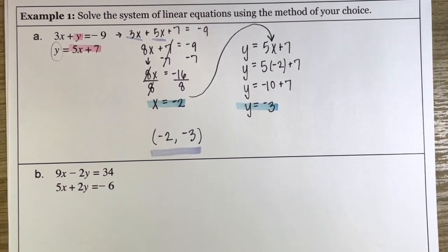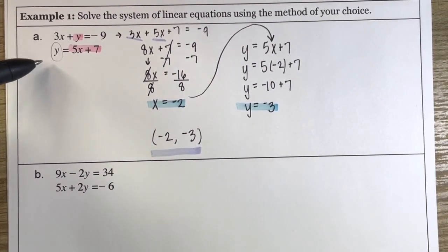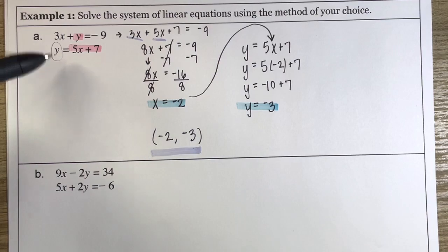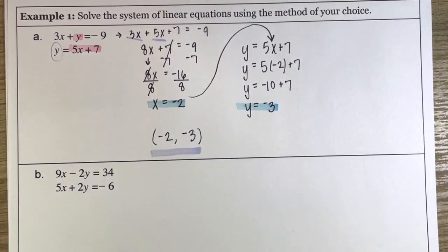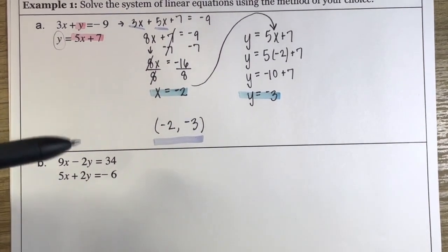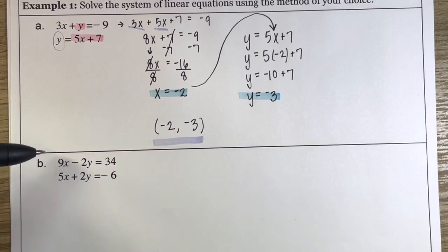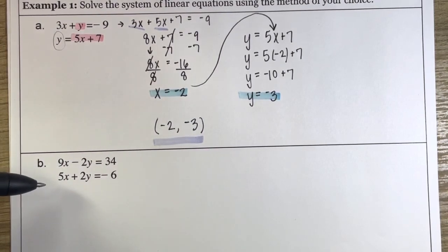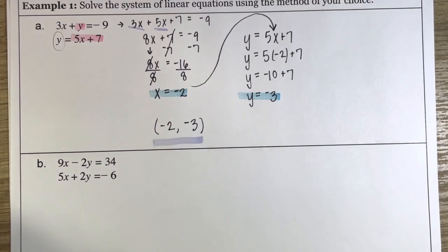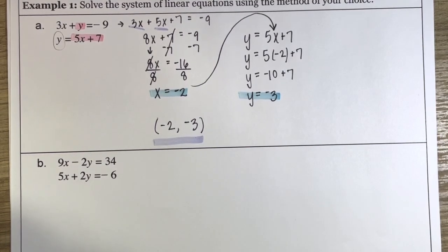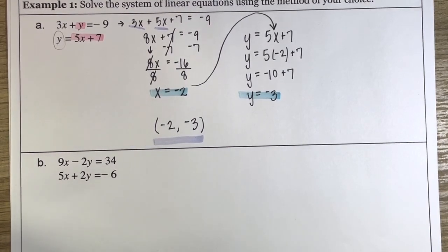So with A, it made more sense to use substitution because we already had one equation solved for a variable. So we could just take that equation and plug it into the other. If we look at B, we have 9x minus 2y equals 34 and 5x plus 2y equals negative 16. So neither of these two equations have a variable completely by itself like this y was. So substitution probably isn't a great option for this system.